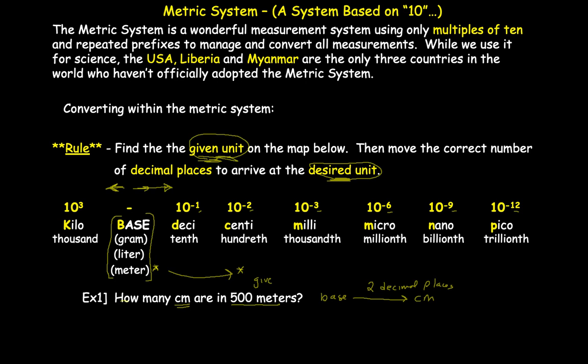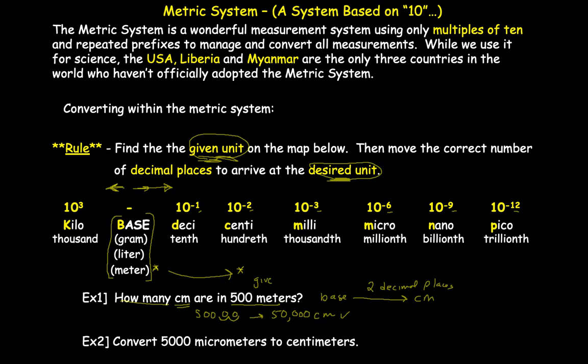So how many centimeters? I'm going to take my 500, and here I'm going to go 1, 2. And that would now be 50,000 centimeters, because there are 100 centimeters in 1 meter, so you'd have to go in that direction. So we're taking 500 meters, moving it forward, and we're going to have 50,000 centimeters.